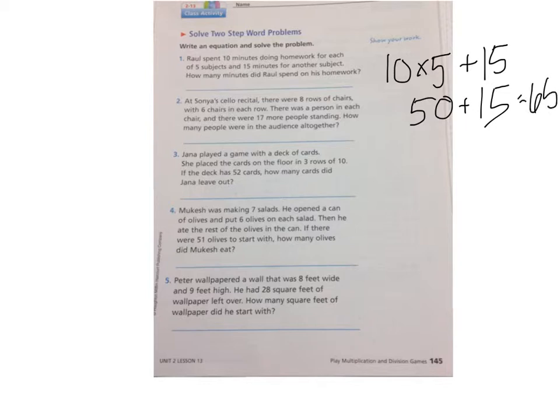So Raul spent 10 minutes doing homework for each of 5 subjects and 15 minutes for another subject. How many minutes did Raul spend on his homework? So we know that he had 10 minutes. Oh, I forgot my pen again, sorry. 10 minutes multiplied by 5 subjects, and then we're going to add 15 minutes, okay? And so that's how many total minutes. So 10 times 5 is 50, and 50 plus 15 equals 65 minutes. So you can totally do the rest of these, okay?